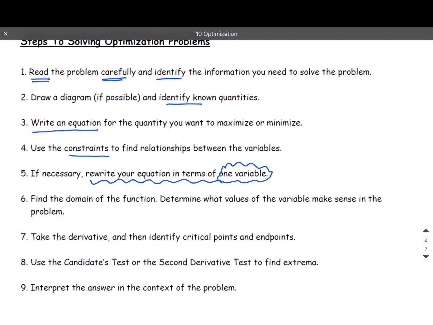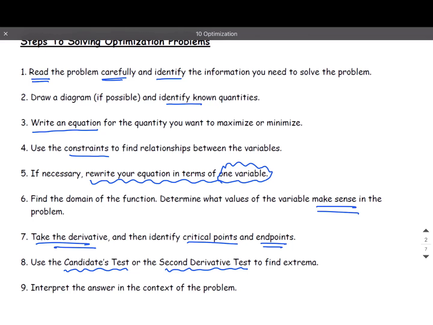If it's possible, find the domain, because then you can use your first derivative test. If you don't know the domain, you cannot always use the first derivative test. Determine what values of the variable make sense. If you're talking about how much material can be used, you should not have negative lengths of material. That doesn't make sense. Take the derivative. Find your critical points and the endpoints of your domain. Either use the candidates test with the first derivative, especially if you know the domain. If you're having trouble figuring out the domain, use your second derivative test to find any extrema, okay?